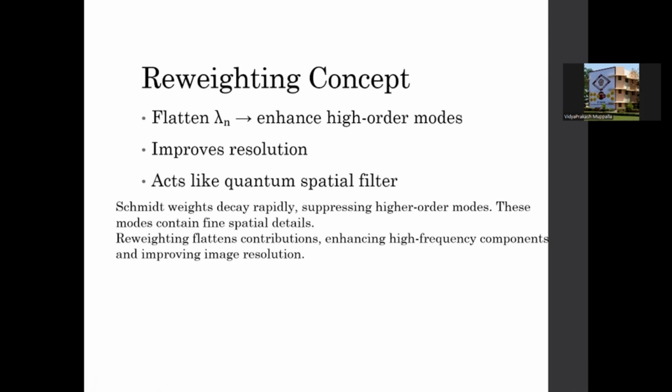One of the most powerful ideas in the paper is reweighing the Schmidt modes. In a typical entangled source, the Schmidt weight decays rapidly, meaning that only a few low order modes contribute significantly. But the higher order modes contain more spatial data, like fine spatial details. These modes are essential for reconstructing sharp features of the object, but their contribution is suppressed by the small weights. Reweighing addresses this problem by artificially flattening the distribution of the weights. This increases the contribution of higher order modes, effectively enhancing the spatial resolution.